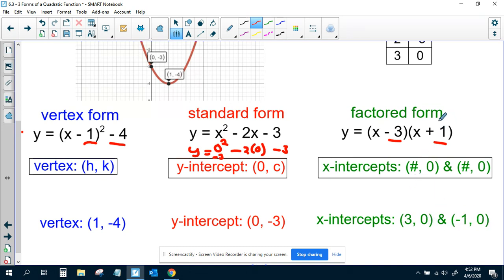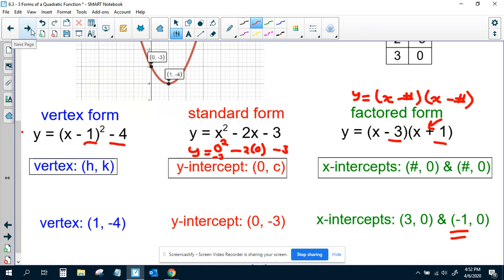Now you want to make sure to pay attention to your signs. Our function tells us that y is equal to x minus some number times x minus some number. Well, if we're subtracting but getting a positive 1, that means we would have to subtract a negative to get that positive. That's why we're getting this negative 1 right here. So, minus a -1.